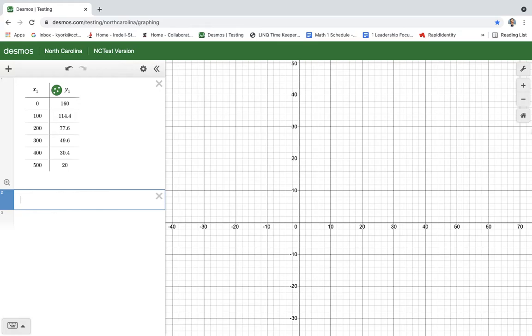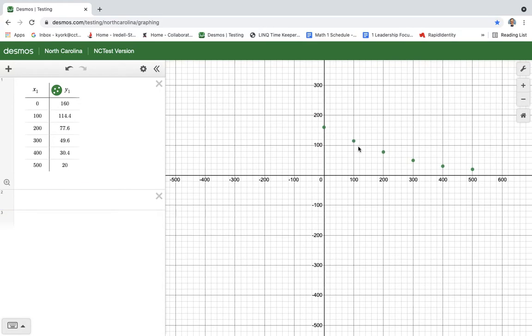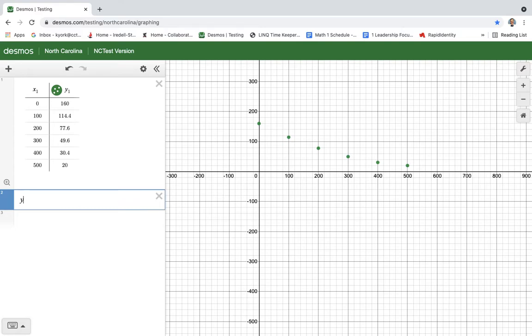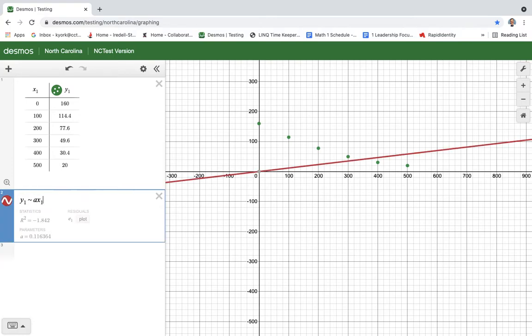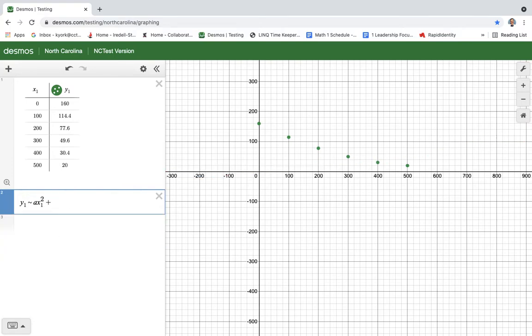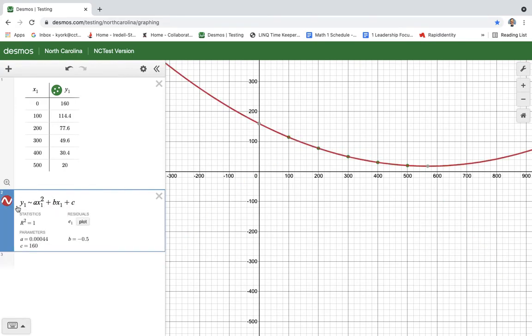To do our regression, we want to be able to see this. We'll do y sub 1 tilde. Since this is quadratic, we're going to do ax sub 1 squared plus bx sub 1 plus c. Remember, anywhere we see a y and an x, we're going to do our sub 1. Now it's going through these data points, and we have a is 0.00044, b is negative half, and c is 160. This equation is perfect, and we can see r squared is perfectly going through these data points.